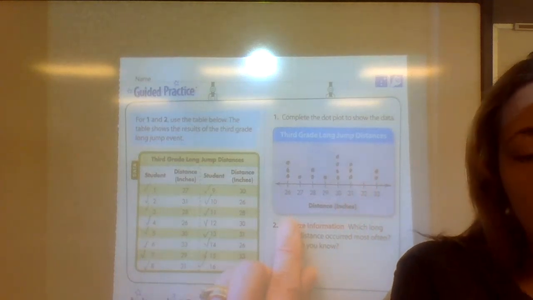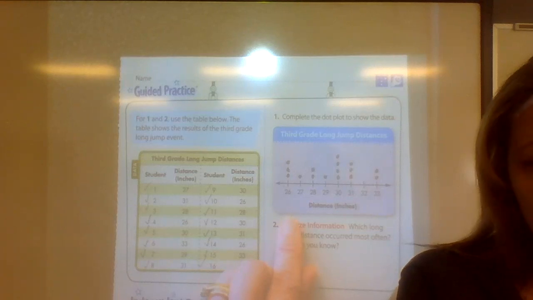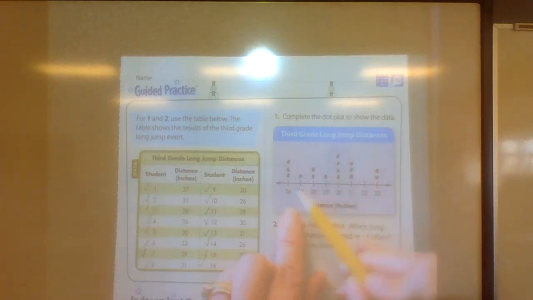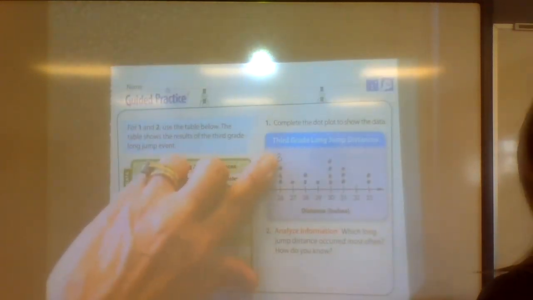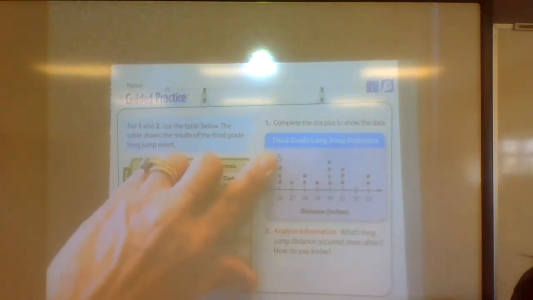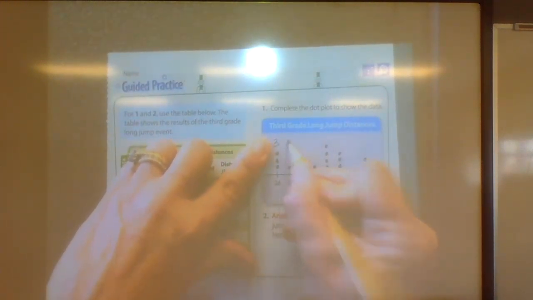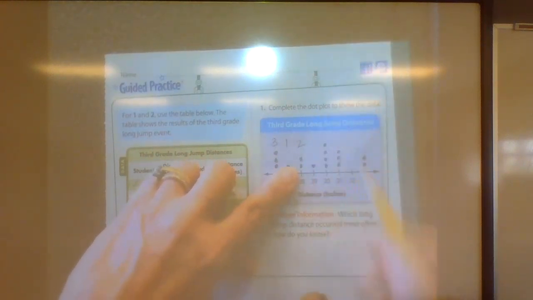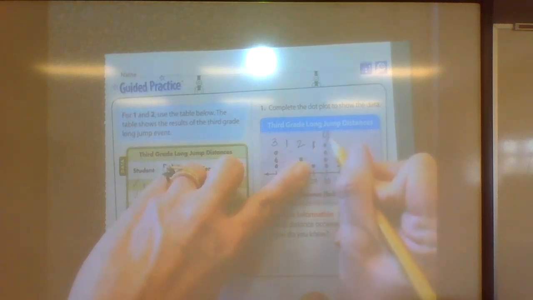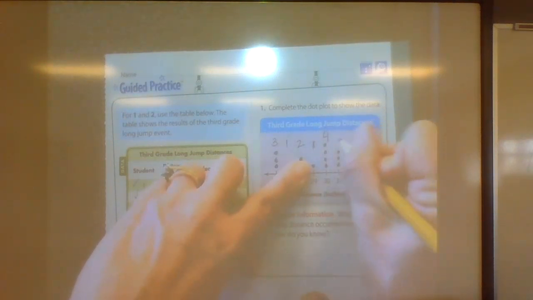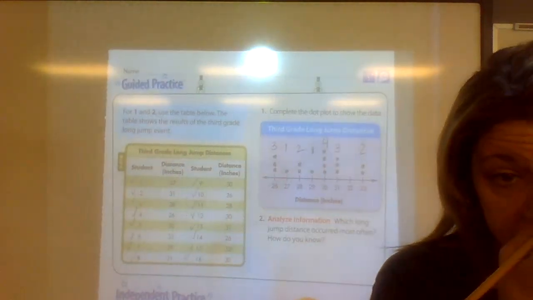And I did. The other thing that you need to do with dot plots, just like all of your other graphs, I told you, make sure you label it. So you are going to count your dots and put the number that represents that data. 3, 1, 2, 1, 4, 3, and 2.